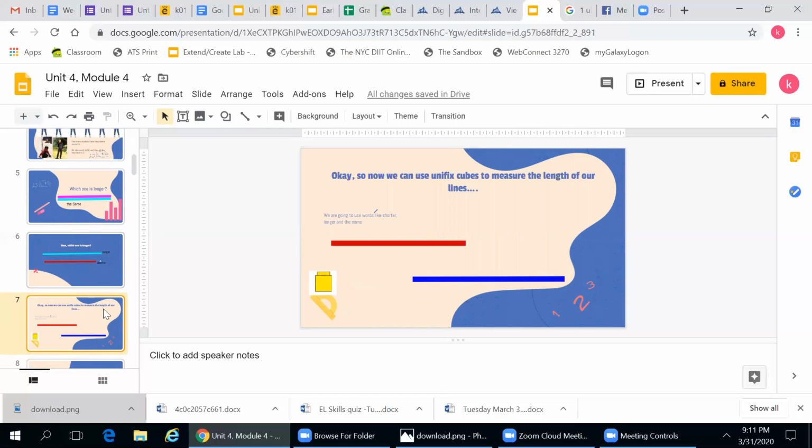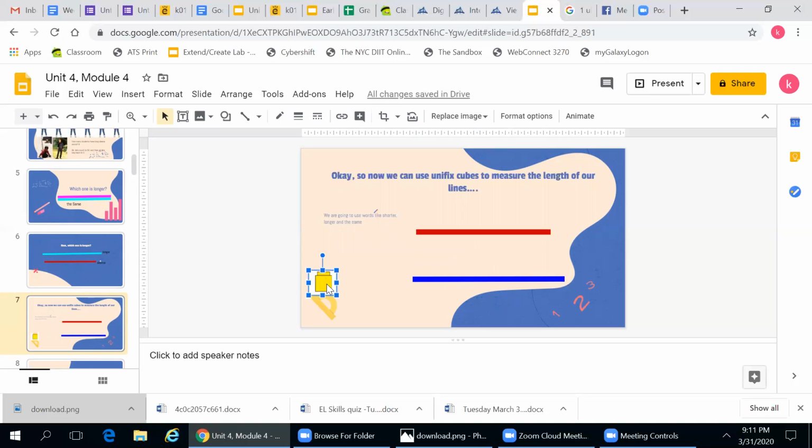So I don't even want to match these up right now because we just did that. I just showed you how to match them up. We're going to measure a different way now, okay? So let me move this line over a little bit, maybe a little bit up. And I have my linking cube, or my Unifix cube right here. And I want to see how many Unifix cubes make up this red line. You ready to find out? Okay, so we have one.